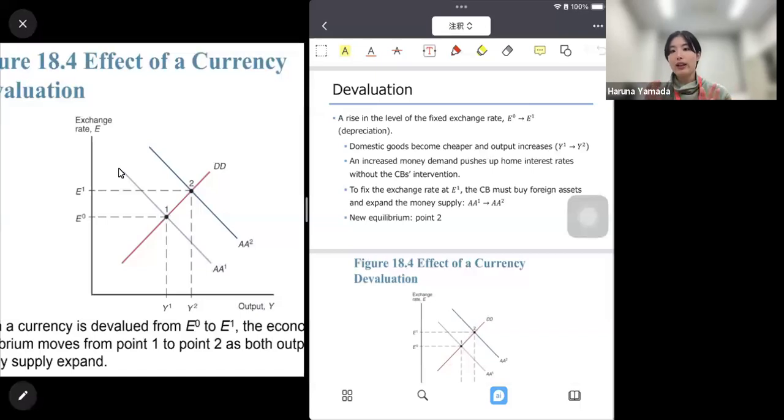To fix the exchange rate at E1, the central bank must buy foreign assets and expand the money supply, AA1 to AA2. So the AA curve shifts to the right from AA1 to AA2. Now here is the new equilibrium. Output goes higher and the exchange rate can be kept at the E1 level. The exchange rate keeps the E1 level at the new equilibrium point too.